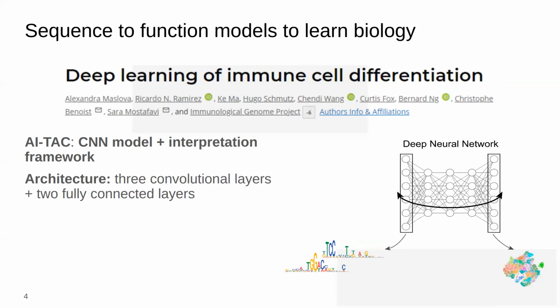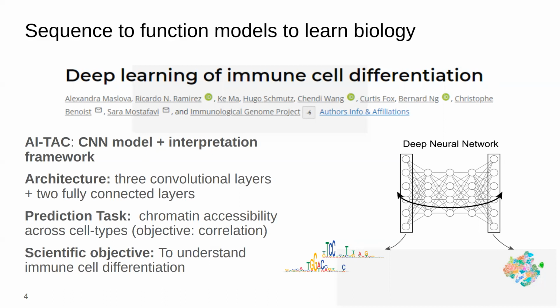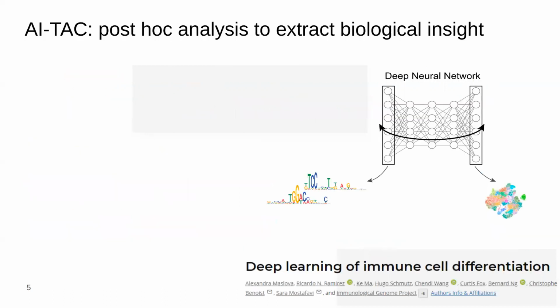So the architecture is actually fairly simple. It's just 3 convolutional layers and 2 fully connected layers, but it was extensively optimized, so there was apparently no gain to be had from making it more complex. The prediction task itself is chromatin accessibility across cell types, and the objective, interestingly, is correlation, because the authors are really interested in getting cell type specificity right. But the scientific objective is to understand immune cell differentiation.